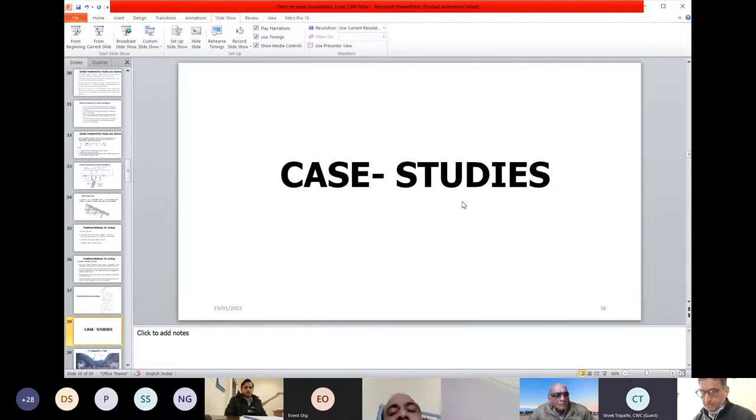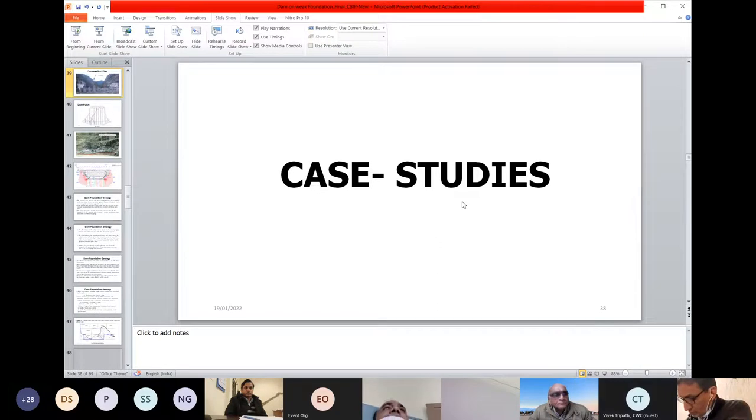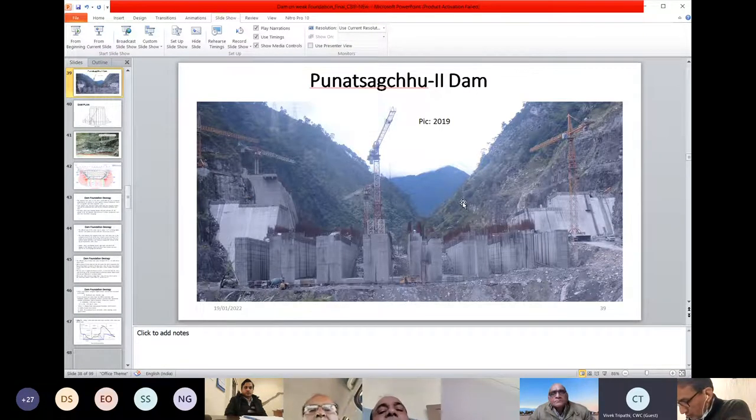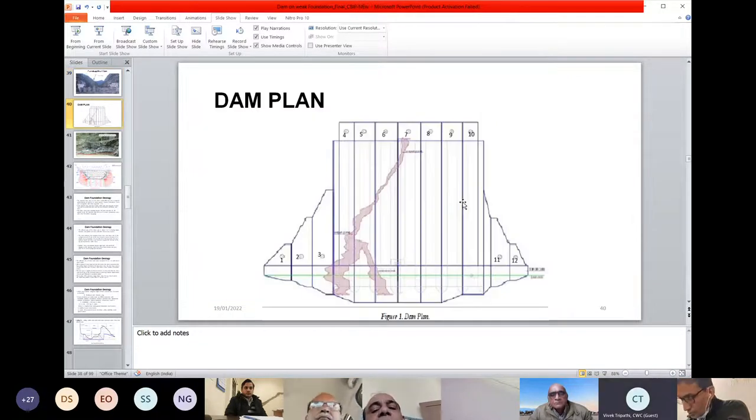Now, case studies. I'm going to tell one or two case studies, because this is the Punatsangchhu Dam case study. It is in Bhutan. It is a 91 meter high concrete dam. So a shear zone was found running across some blocks, from block 5 to block number 8. If you see in plan, that shear zone was running in this fashion. So there were two shear zones, which are starting from block 6 to 5 towards the left bank, and from block 3 to block 7 running across 4, 5, 6 blocks.